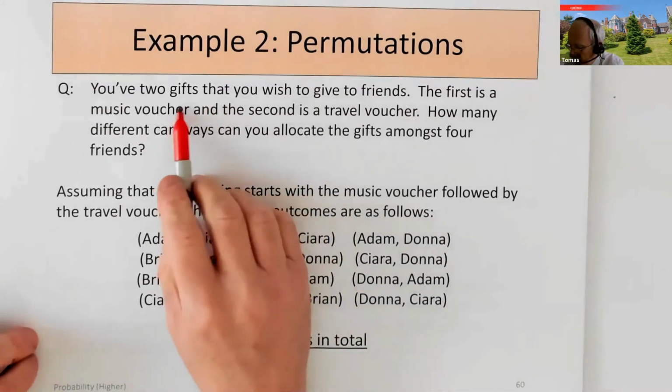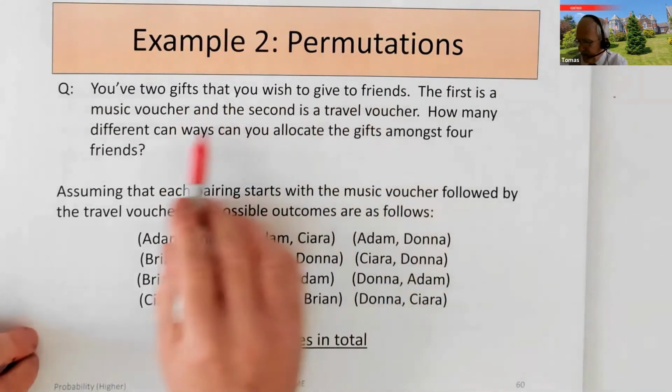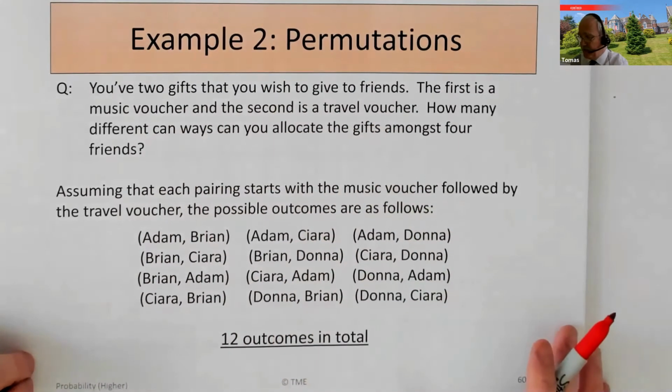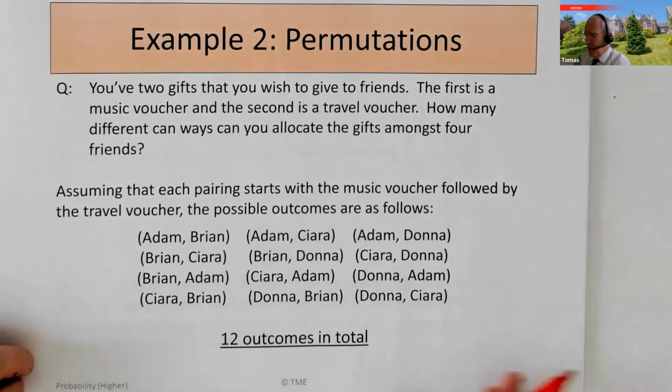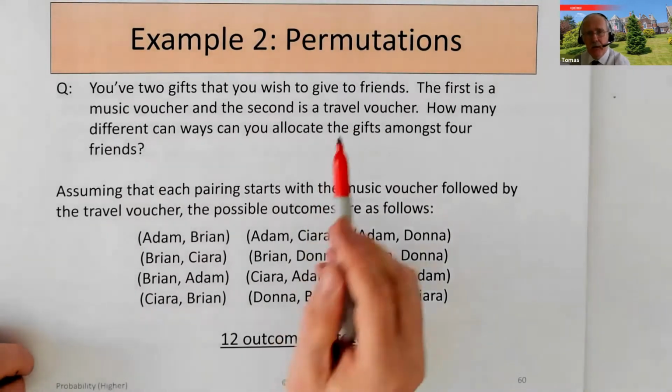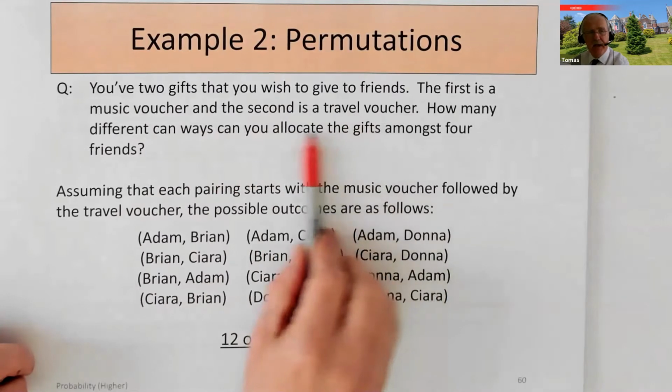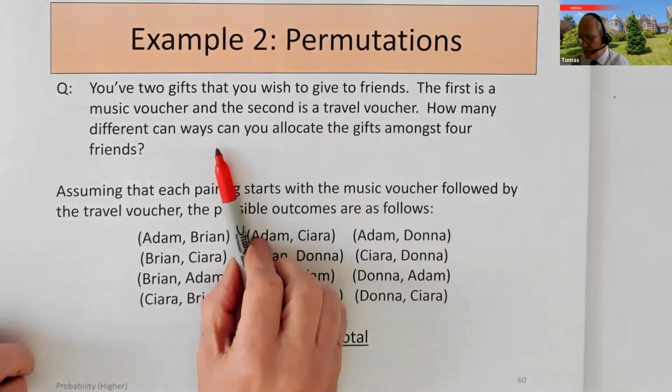Now, you've got 2 gifts that you wish to give to friends. The first is a music voucher and the second is a travel voucher. Somebody gave you a music voucher for Spotify or whatever, it doesn't matter, and the other gave you a travel voucher. How many different ways can you allocate these amongst your friends?